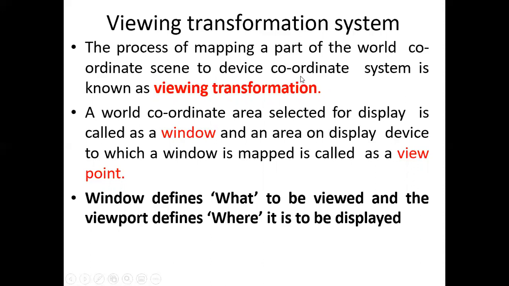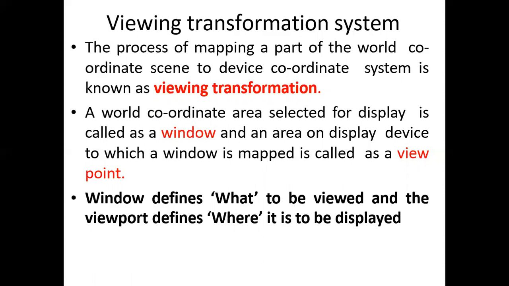Device coordinate is nothing but my display screen. So the process of mapping world coordinates to device coordinates, we call the viewing transformation. A world coordinate area which is selected for display, we call a window. And an area on the display device to which a window is mapped, that means from that particular window I will map it to a region, we call it the viewport.